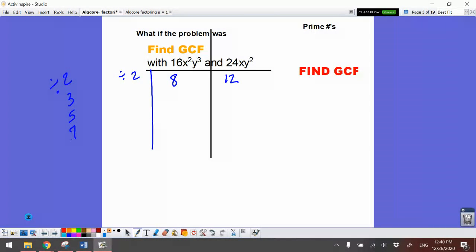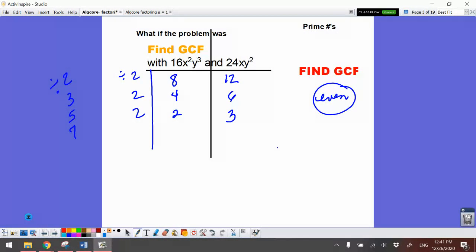Sometimes there are bigger numbers, and if we can find those bigger numbers early, that means we can get there faster. But I want to check and think about 8 and 12 again. Well, they're both still even, so that means I can take out another 2. 8 divided by 2 is 4, 12 divided by 2 is 6. And I can do another one. Divide by 2, that's a 2. 6 divided by 2 is 3. So 2 and 3, I'm done. That's not going to go any farther.